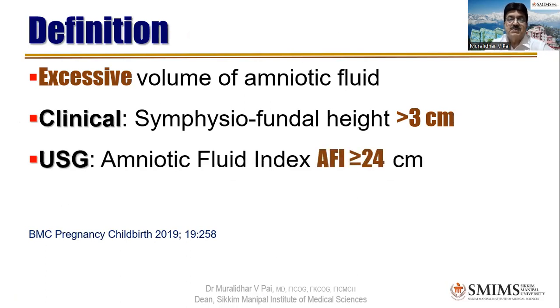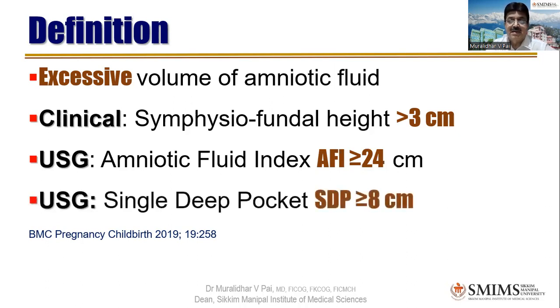Ultrasound-wise, the most popular method of assessing the fluid is amniotic fluid index, and that probably is better. I will shortly tell you why it is better. AFI more than 24 centimeters is considered polyhydramnios. If you want to do single deep pocket, sometimes it is called single vertical pocket, I'm going to use the word SDP in future. If it is more than 8 centimeters, then it is polyhydramnios. I hope these things are very clear now.